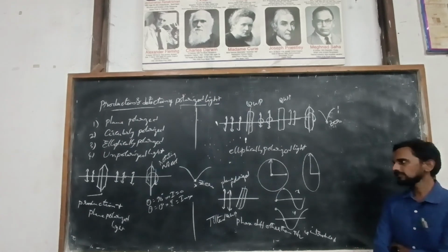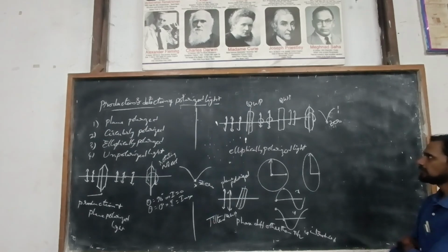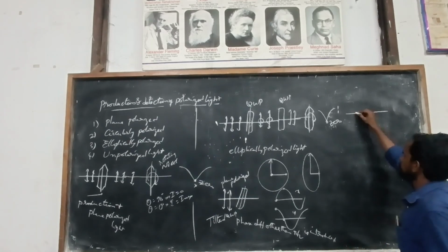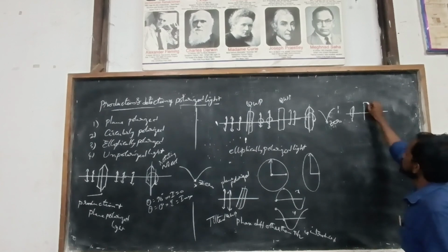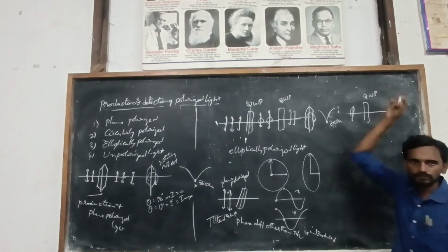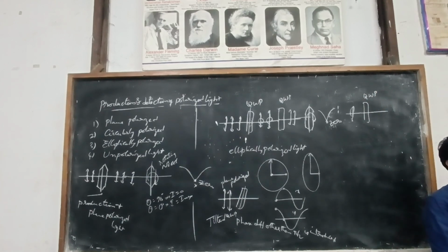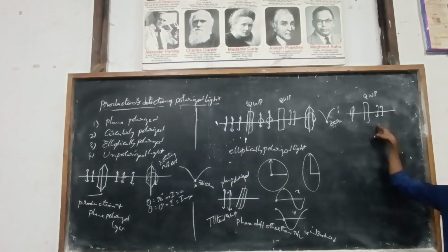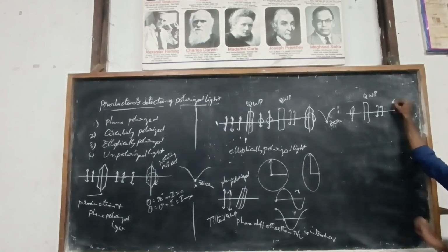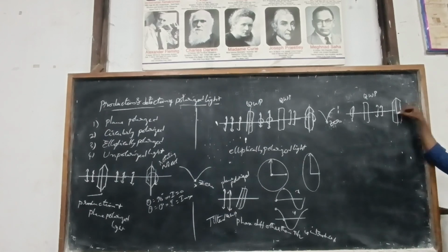So how to detect that? Again use another quarter plate, whatever the incoming wave. If it is exactly circular, you should get plane polarized light. And then use a rotating nicol.